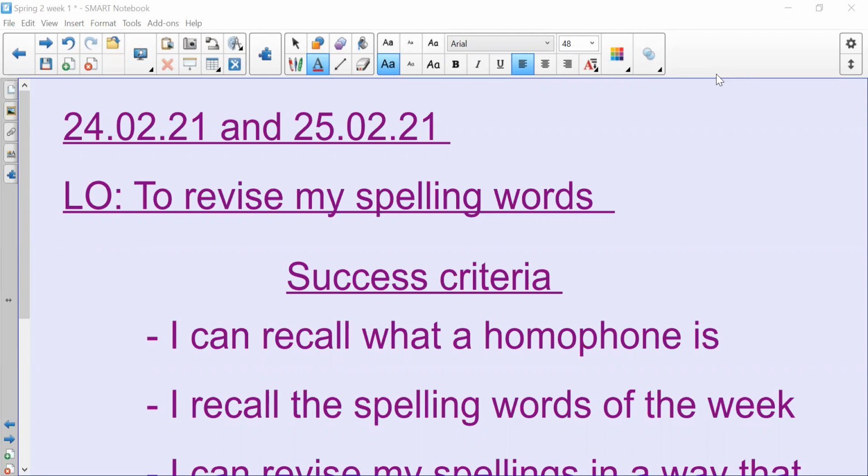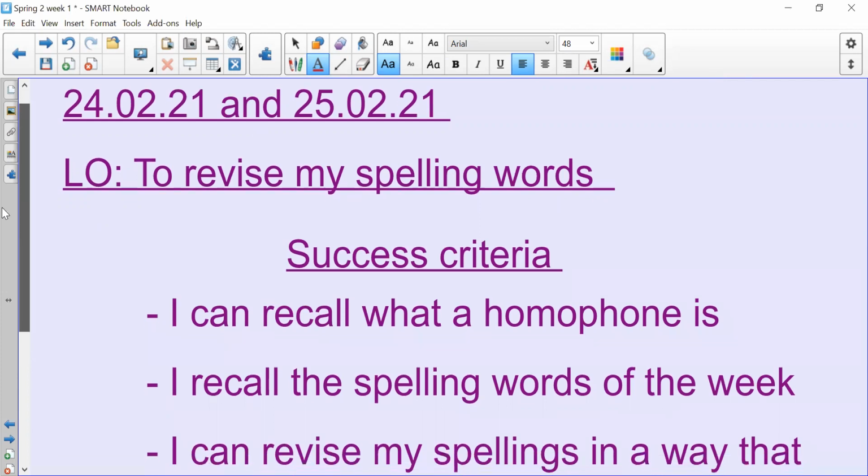There is just a quiz on Teams that needs to be done by tomorrow, just to let us know which revision method you chose. So you can either get that done today or you can do it tomorrow. Okay, the deadline is tomorrow because today is all about you being really independent with your learning and taking ownership of your learning. Okay, so the learning objective is to revise my spelling words.